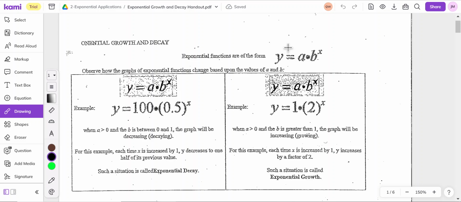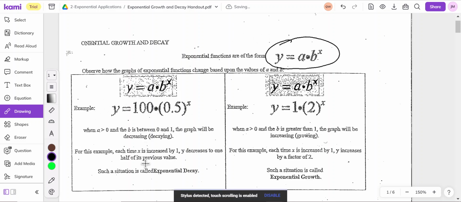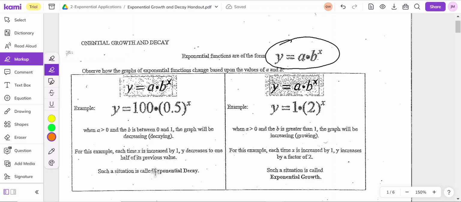All right, so here we go. This is y equals ab to the x. Now, it's going to be decay, exponential decay, as you can see right here. The main thing that makes it decay is that your b is between 0 and 1. This one right here. The a value only has to be positive. This is the a value. It has to be greater than 0. But b, if it's between 0 and 1, then we're going to have decay.